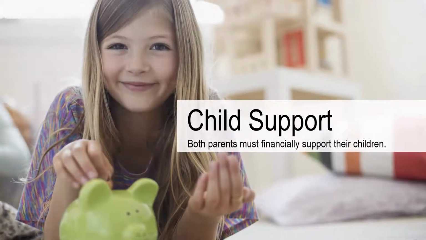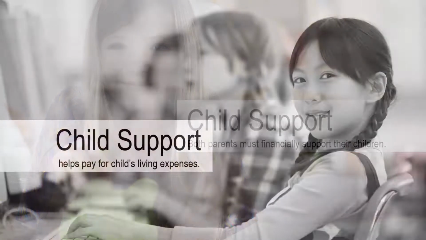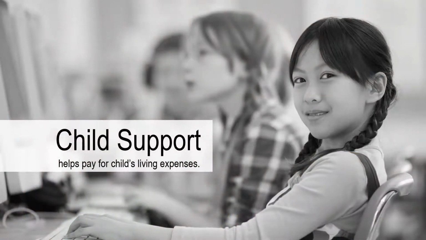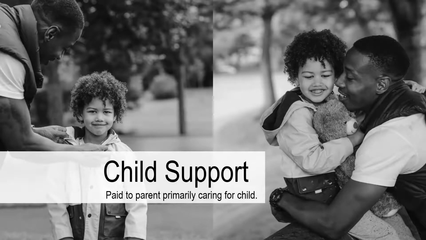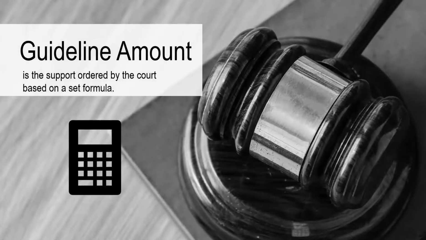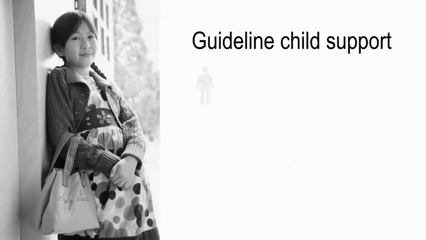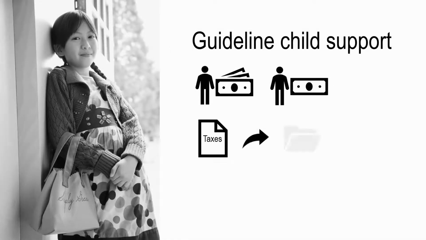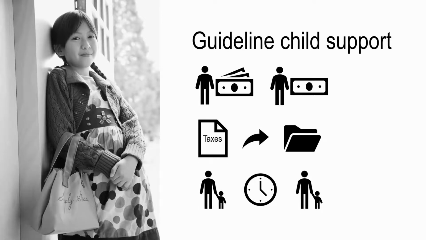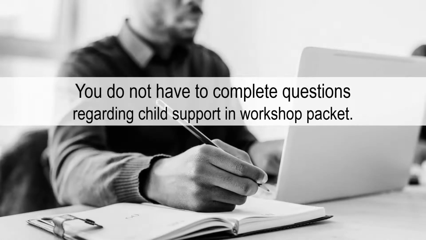Child support. As a basic rule, both parents must financially support their children. Child support is the amount of money that the court orders a parent or both parents to pay every month to help pay for the child's living expenses. Usually, child support is paid to the parent primarily caring for the child, but there are exceptions. The court will usually order support based on a set formula, also referred to as a guideline amount. The guideline calculation will look at how much each parent makes, how they file taxes, how much time they spend with the children, and other factors. You do not have to complete any questions regarding child support in your workshop packet.